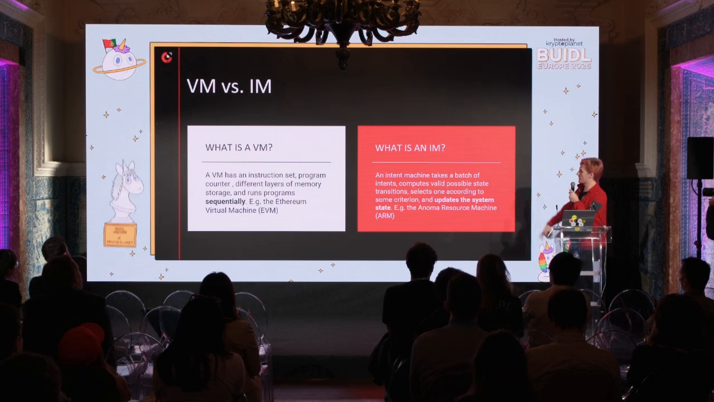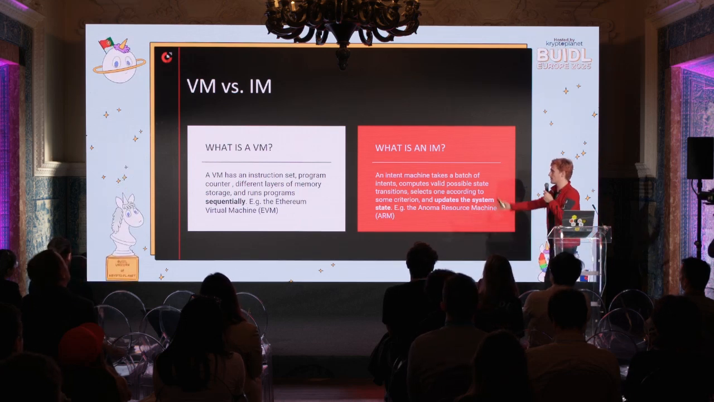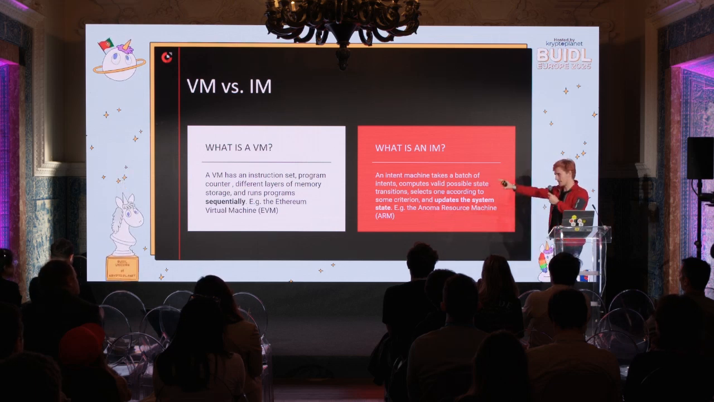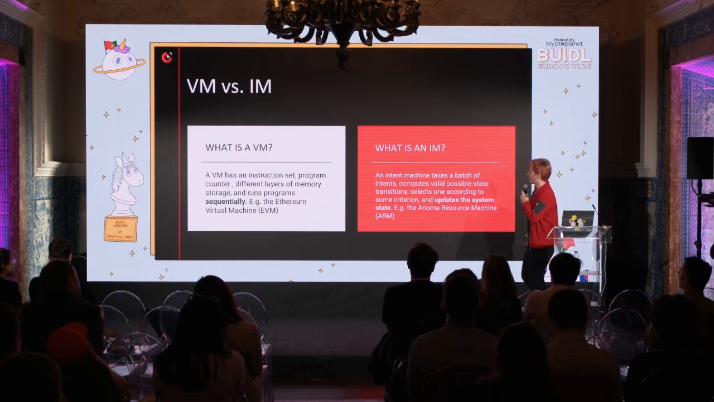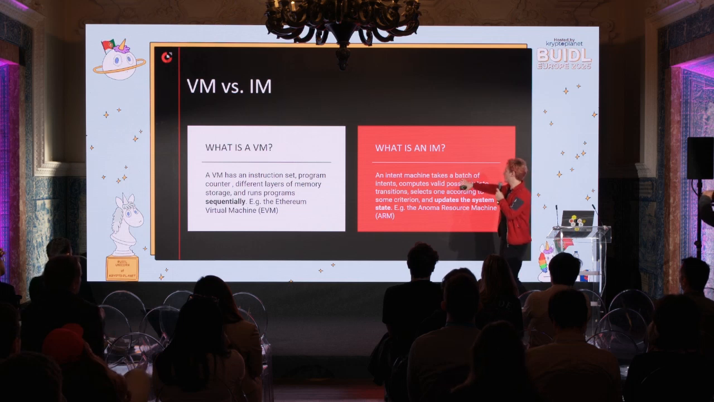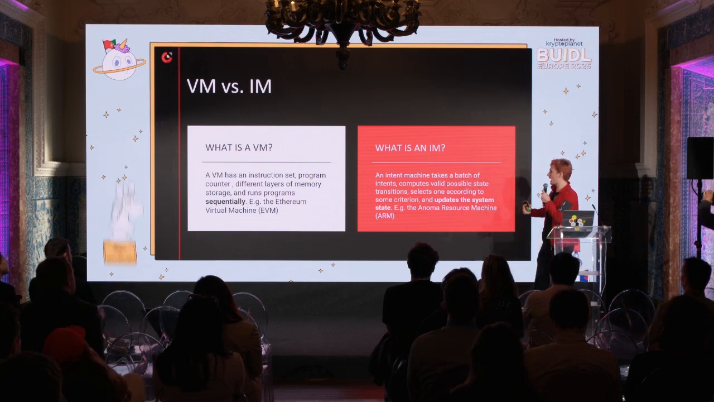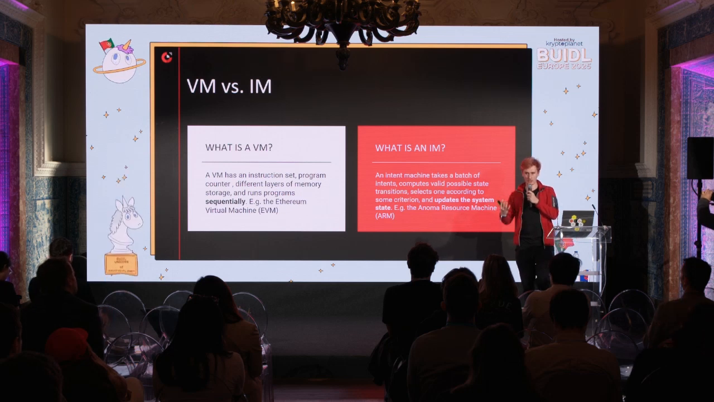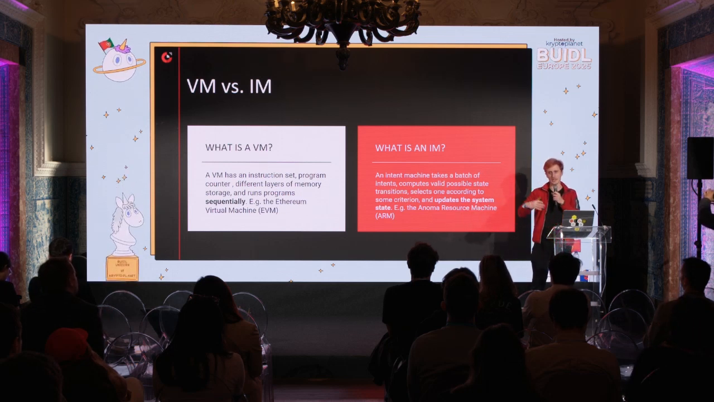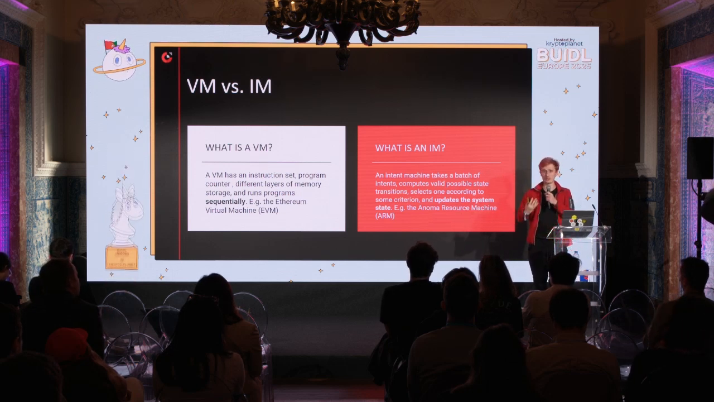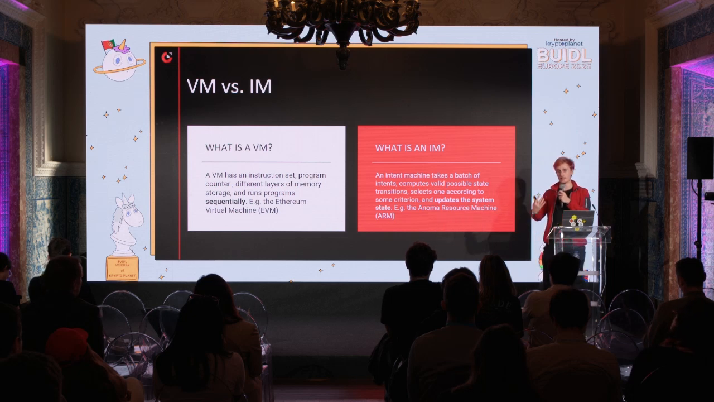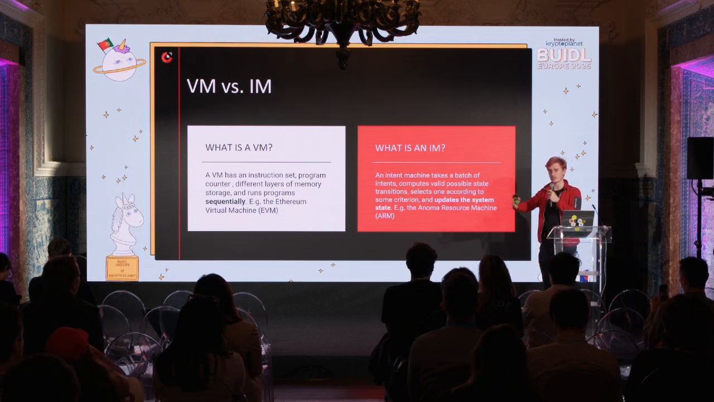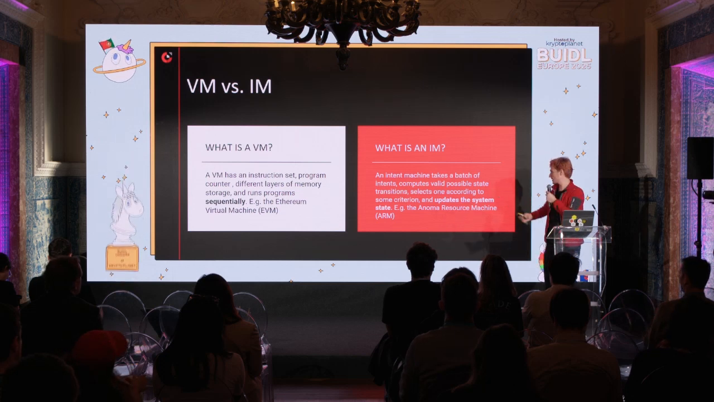Very briefly, what is a VM? A VM is an instruction set. It has a program counter, different layers of memory, and so on. Examples are the Ethereum Virtual Machine. And what is an IAM? An IAM is an intent machine: it takes a batch of intents, computes valid possible state transitions, and selects one according to some criterion. This criterion could be chosen by a solver. It could also be somewhat constrained on chain, as in the application must pick the best possible solution under some closed function of what the best possible states are.